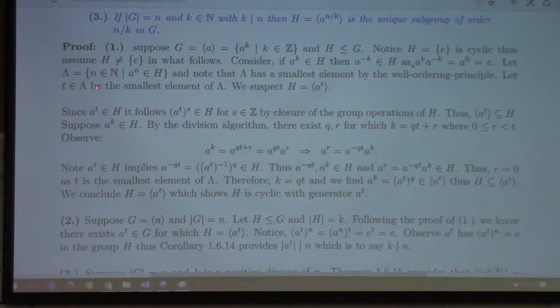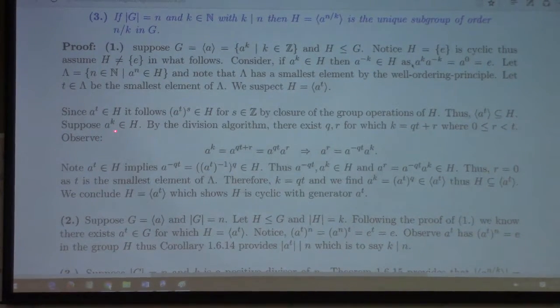Anyway, so if t in lambda is the smallest element, we suspect that h is in fact generated by that a to the power t. Okay, so then this argument here shows that. The usual division algorithm stuff. So first of all, any power of a to the t is an element of h by the closure of the group operations, right? That gives you that the subgroup generated by a to the t is a subset of h.